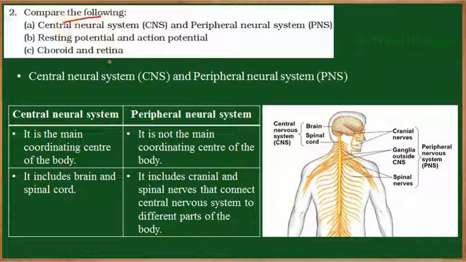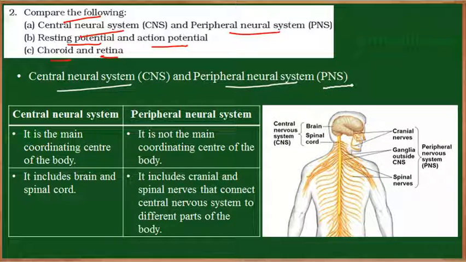Compare the following: central nervous system and peripheral nervous system, resting potential and action potential, choroid and retina. So students, let us compare these two and find the differences or the similarities among them. The first one is the central nervous system, also called CNS, and the peripheral nervous system, also called PNS.